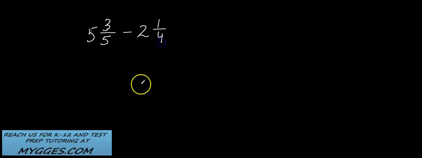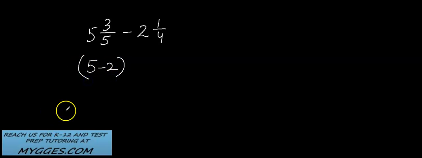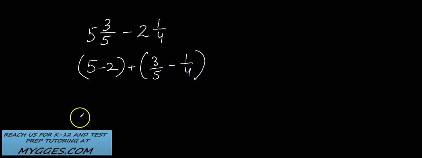Now let's see how we subtract mixed numbers with unlike denominators. Say we have 5 and 3/5 minus 2 and 1/4. So we do the same steps as we have done in adding mixed fractions. We group the whole parts together and the fractional parts together. So 5 minus 2 equals 3. And then for 3/5 minus 1/4, we do the same by cross multiplying. So we multiply this by 4 and this by 5.